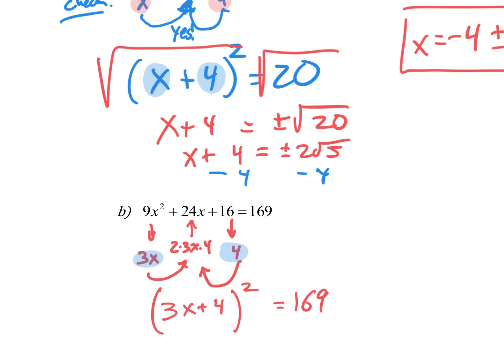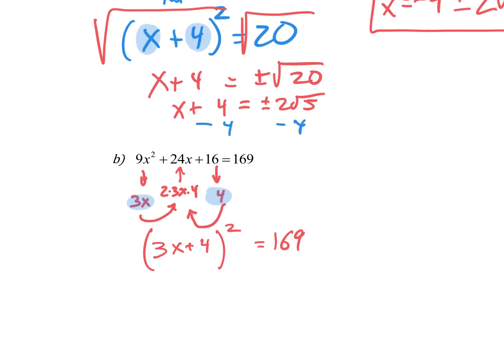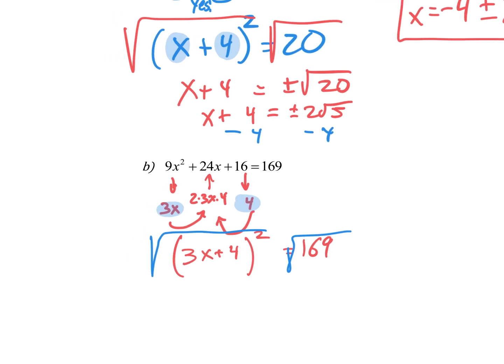And I'm going to bring down the 169. That's a whole lot easier than using the AC method here. So if you have this trinomial and you notice this is a perfect square and this is a perfect square, then we can factor it like this. And now we can square root both sides. And we've got 3x plus 4 equals 13 plus or minus.